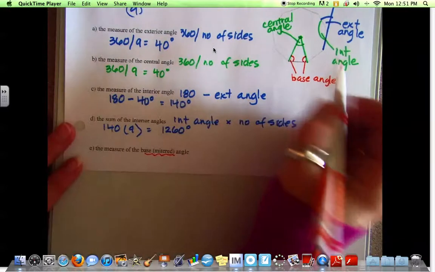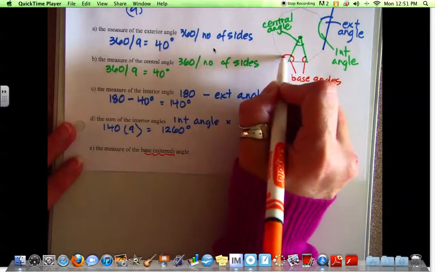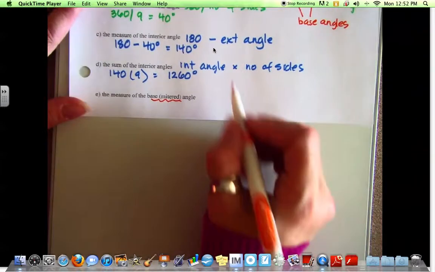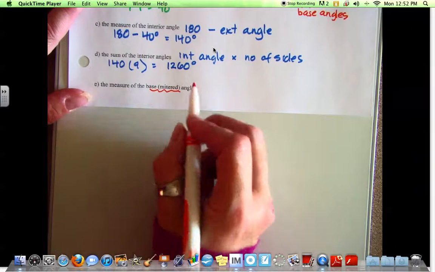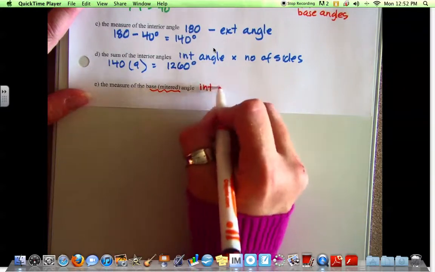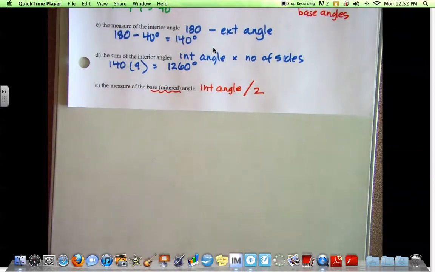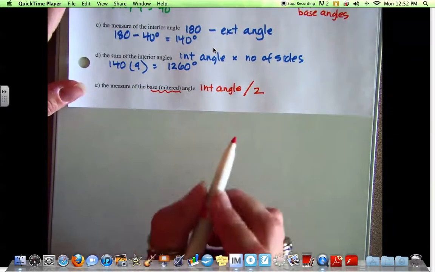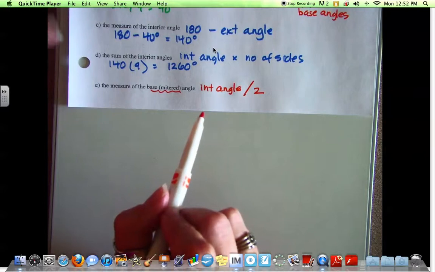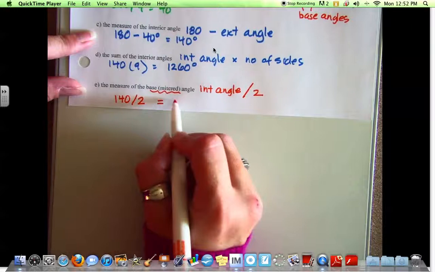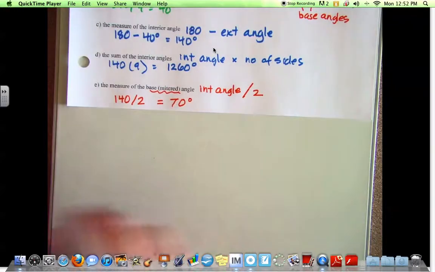All right, and the base angle falls in the middle of what? The interior angle. So what relationship do you think we have between the interior angle and the base? Very nice. So to find the measure of the base angle, we take the interior angle and divide it by 2. What was our interior angle? 140. Divided by 2, which gives us 70 degrees. Questions?